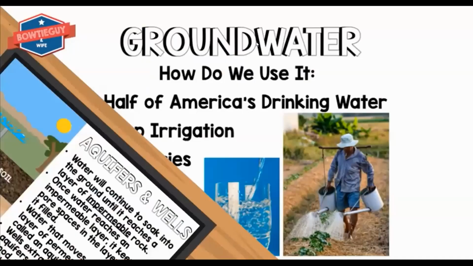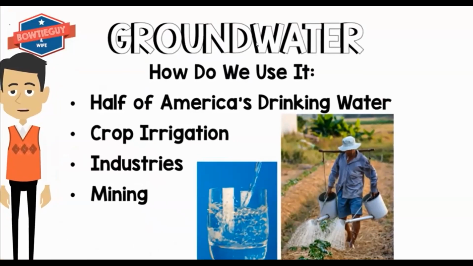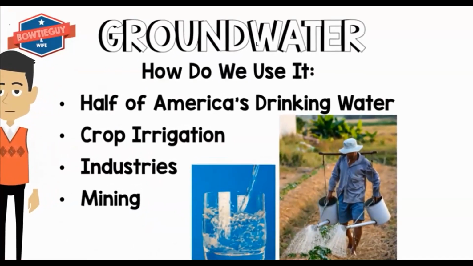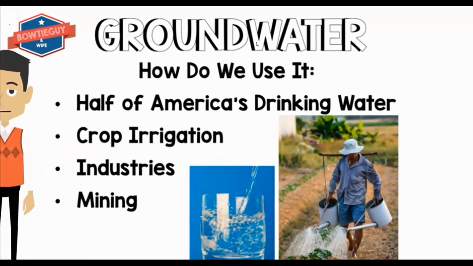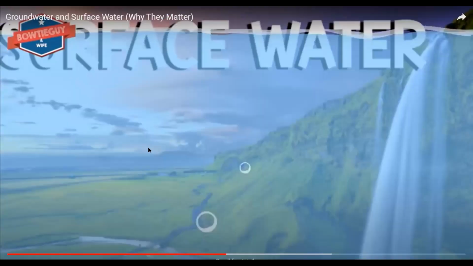Now let's go back to groundwater. How do we use it? Well, you should know that half of America's drinking water comes from groundwater. It is utilized for crop irrigation, for industries, and for mining. Now let's discuss surface water.